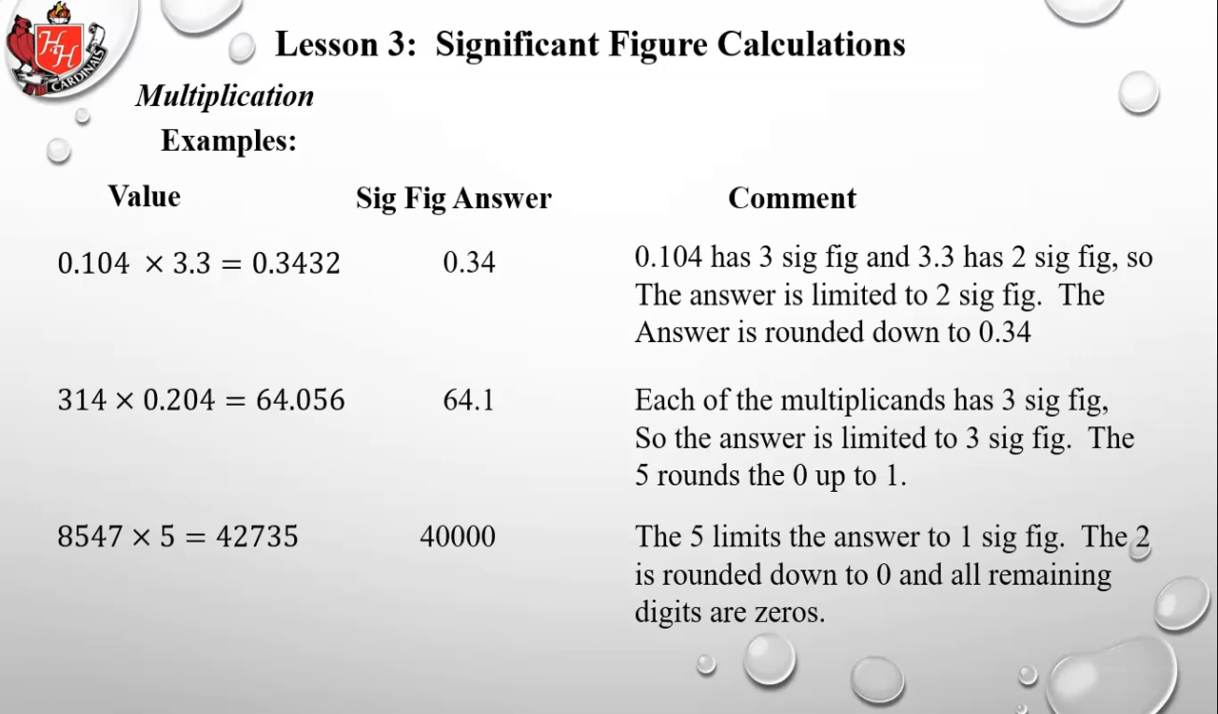In other words, you have 8,547, but you're multiplying it by a number 5. That 5 might be 4.5 rounded up to 5 or 5.49 rounded down to 5. It could be any number in between those. You just don't know. So you can't show 42,735 as your answer. You don't have that level of precision because the 5 limits the precision to which you can express your answer. So you just basically have to say it's about 40,000. It's somewhere around 40,000. Maybe a little less, maybe a little more.